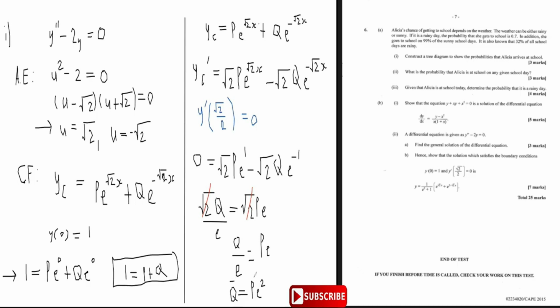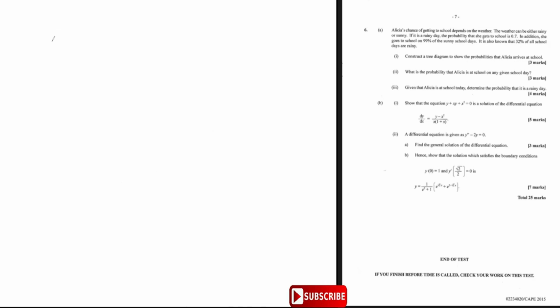So we're going to keep a note of these two equations, all right? Q is equal to P times E square. And remember, P plus Q equals 1. So we have a simultaneous equation. So let's solve it. So P plus Q equals 1. And Q is equal to P E square.